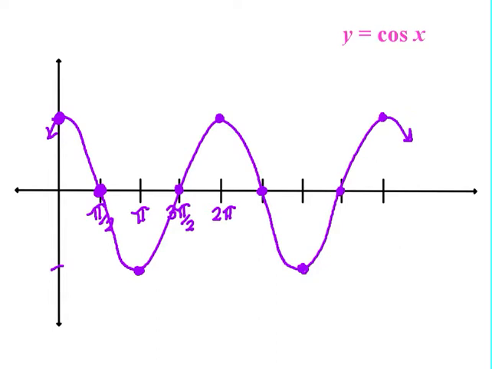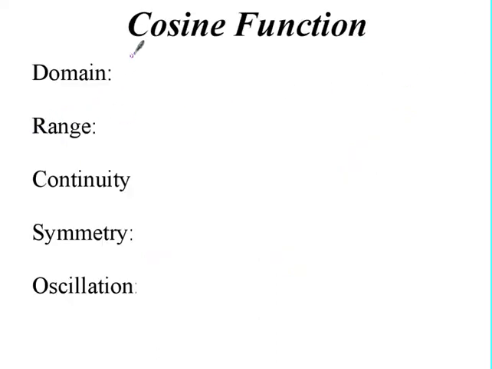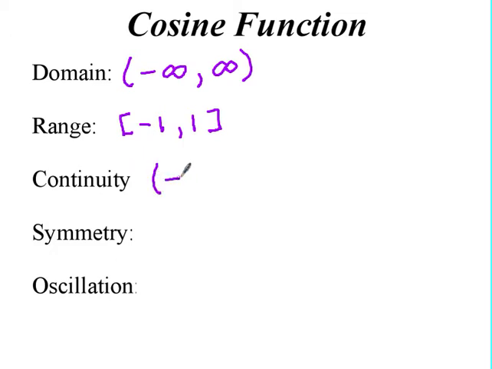So now we're going to go through those different characteristics that we went through with sine. We're going to start with the domain. What's the domain here, folks? -infinity to positive infinity. So the domain is the same. What about the range? -1 to +1. So once again, that does stay the same. What can you say about continuity? It's continuous for all x, everywhere, negative infinity to positive infinity.